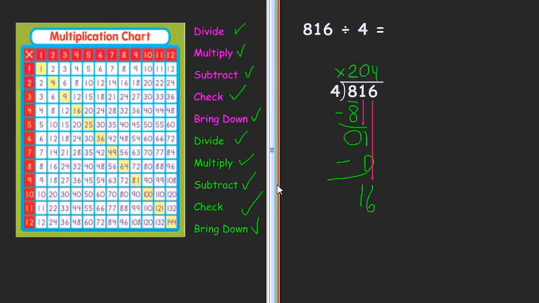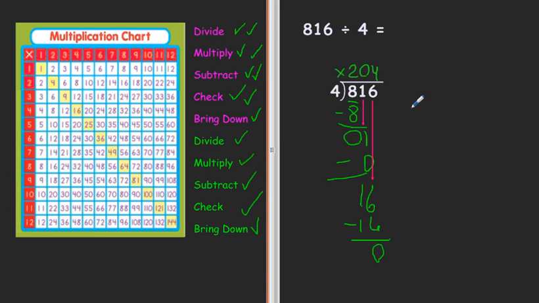And so then we divide, then we multiply. Notice I'm going over all of these steps again. 4 times 4 is 16. Then I subtract. 16 minus 16 is 0. And check. 0 is smaller than 4. I do not have a remainder. There is nothing remaining, and so there's nothing left to bring down, so I'm finished.